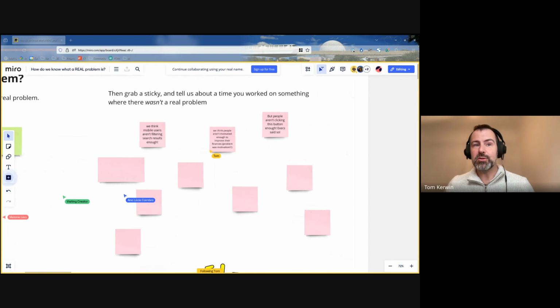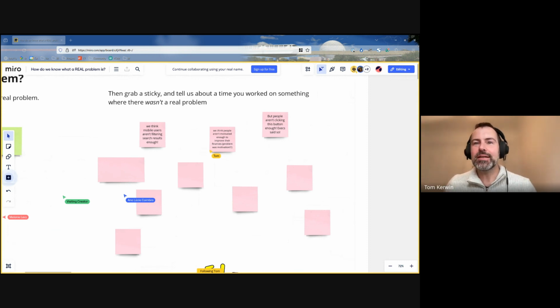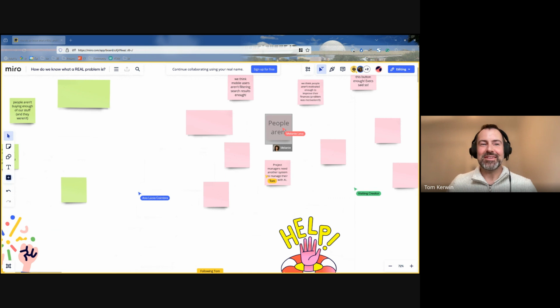We think mobile users aren't filtering search results enough. We think people aren't motivated enough to improve their finances. As if the problem was motivation. Evidently, they thought the problem was motivation. Mm-hmm. But people aren't clicking this button enough. Execs said so. Oh, and the project managers need another system has moved over. Yes. That was intriguing.